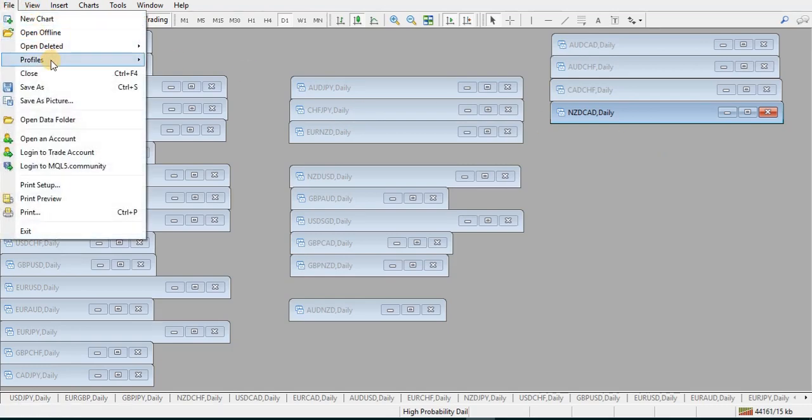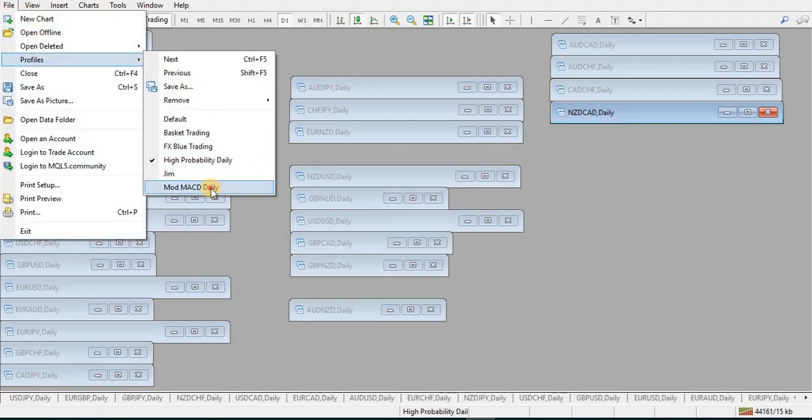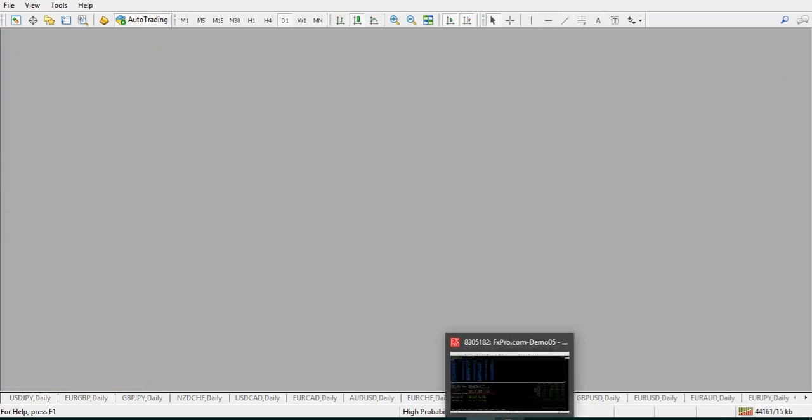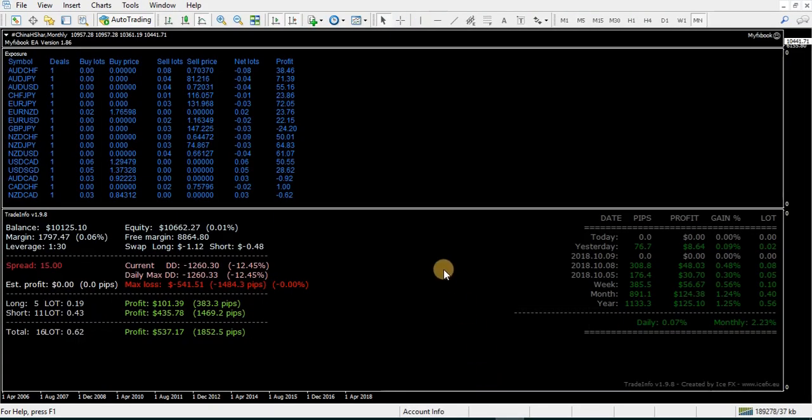Switch the profiles over to the mod MACD. In the meantime, we'll have a quick look at the demo account I'm running the high probability charts on nowadays. It's a $10,000 account. All these blue ones just show my various positions on each pair, how many deals I've got. There's nothing hedged, they're all just one deal, one trade. Just gives you an overview.